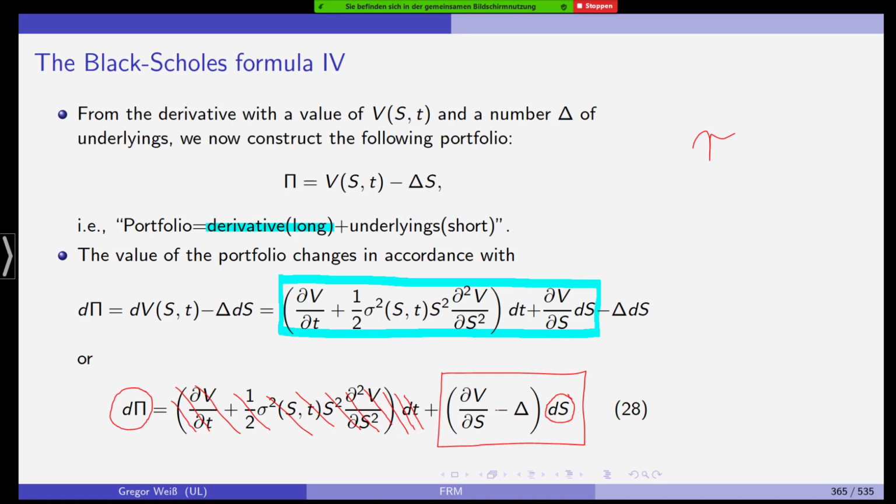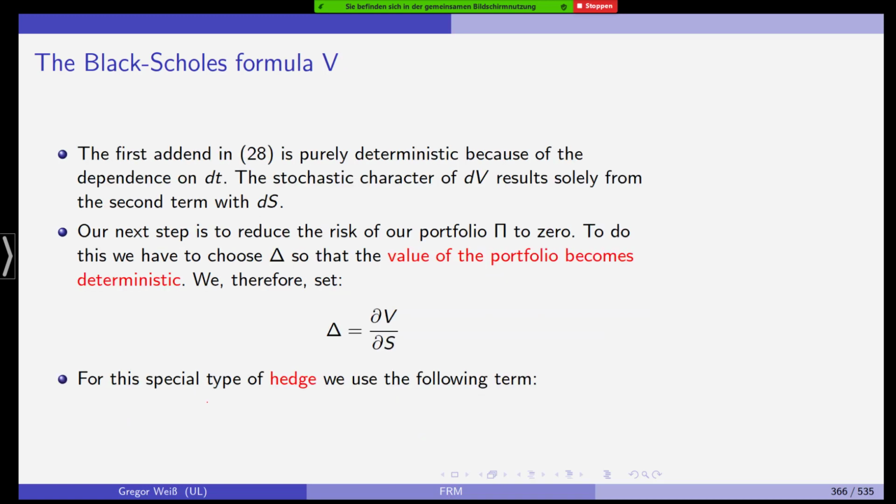But this whole term vanishes if the partial derivative with respect to S equals delta. In that case, this parenthesis becomes 0. 0 times dS is 0, and the change in the portfolio value becomes deterministic. And if something has a deterministic change in price, it's risk-free and should pay the risk-free rate. So that's actually what we need for the derivation of the Black-Scholes formula. So in the end, we choose delta to be the first partial derivative of the derivative price with respect to the underlying price. This is famous, and this has a special name.